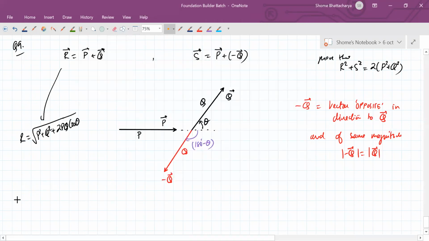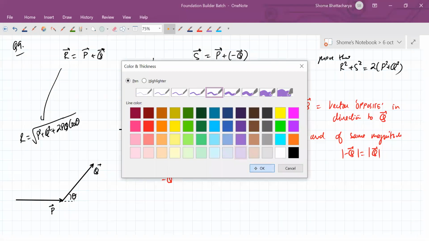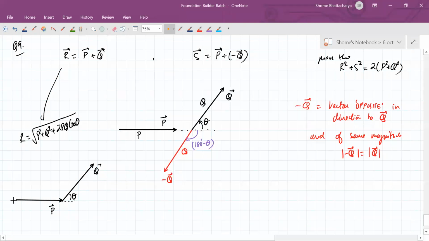And the corresponding vector triangle for their sum will look something like this. You took the vector P, to that you added the vector Q. Okay. And this angle being theta, the resultant became this. This is the vector R, and by the formula this is the magnitude of R now.